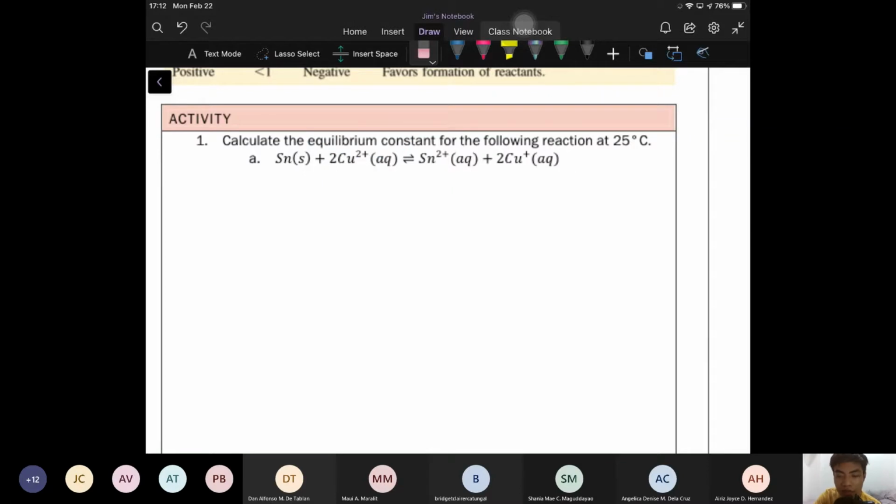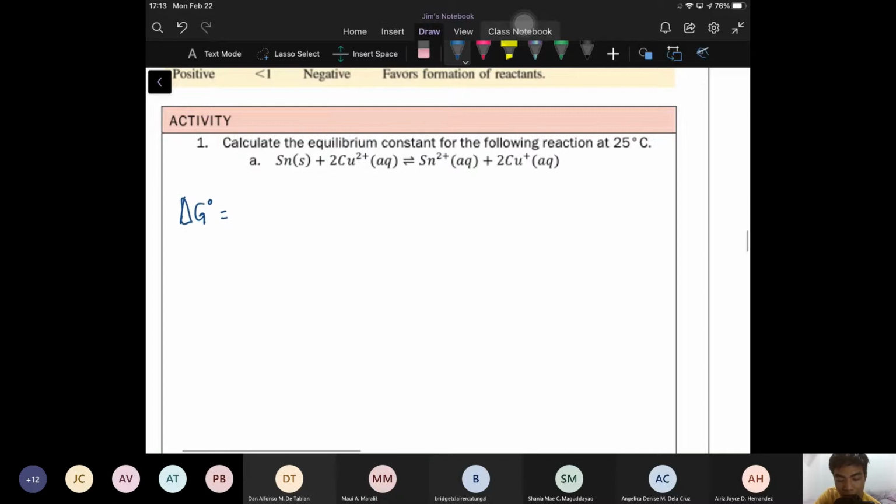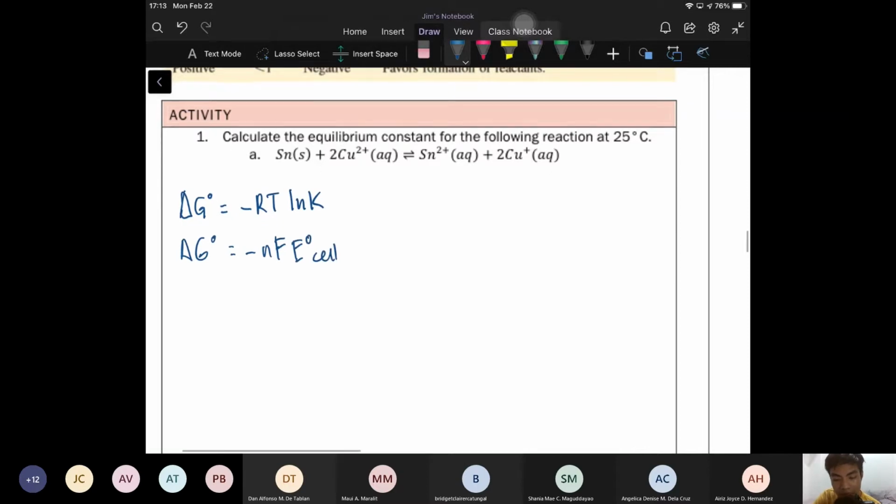O ilatag natin lahat ng equations na alam natin. Ano alam nating equation? Delta G naught equals, ano yan? Negative RT ln K. Ano pa yung equation na sinabi ko kailangan alam natin? Delta G naught equals negative nF E naught cell. Okay? Tapos ano pa?